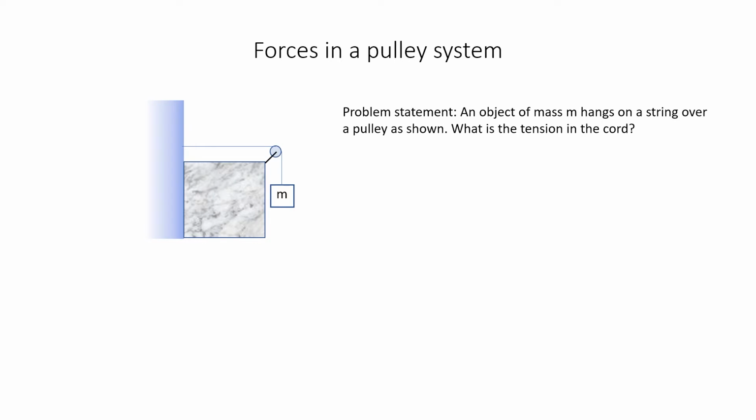So our first problem statement: an object of mass m hangs on a string over a pulley as shown. What is the tension in the cord? Let's start by stating the assumptions we're making. First, we're going to say that the string is massless and inelastic, and second, that the pulley is massless and frictionless.